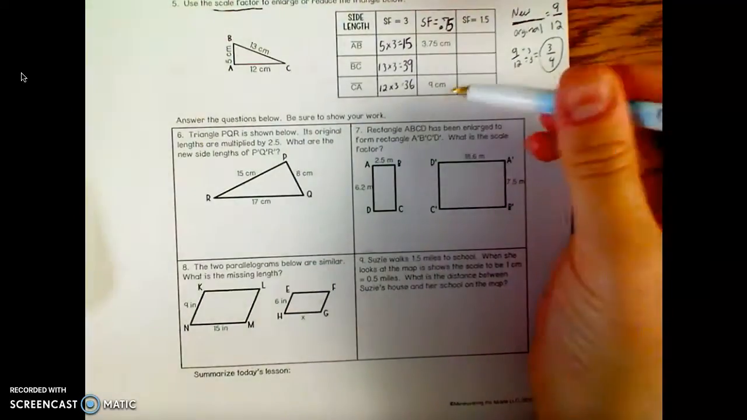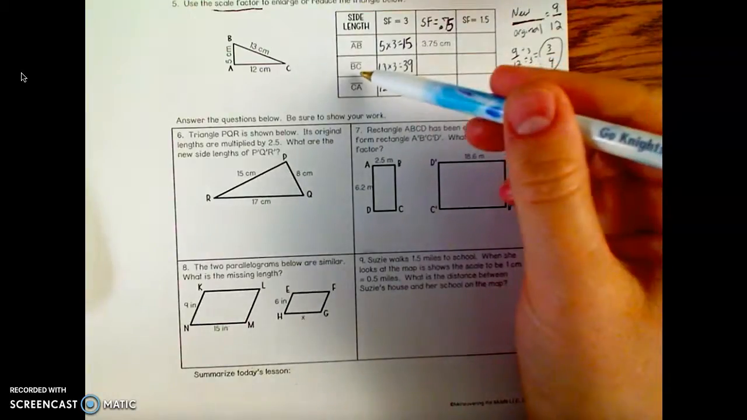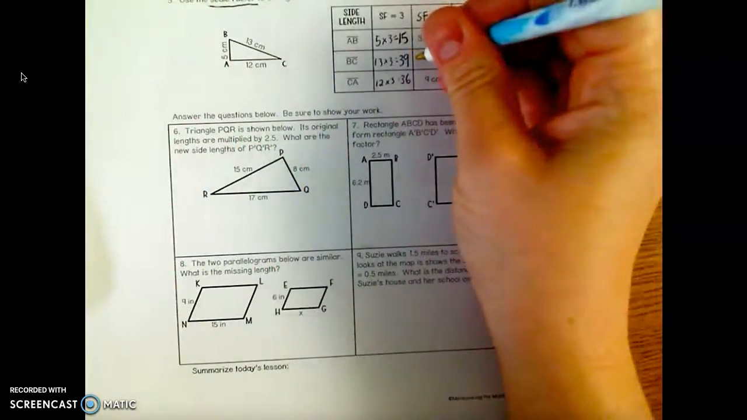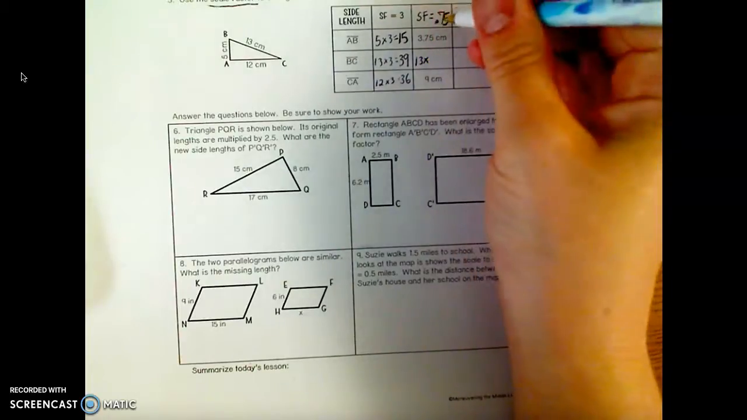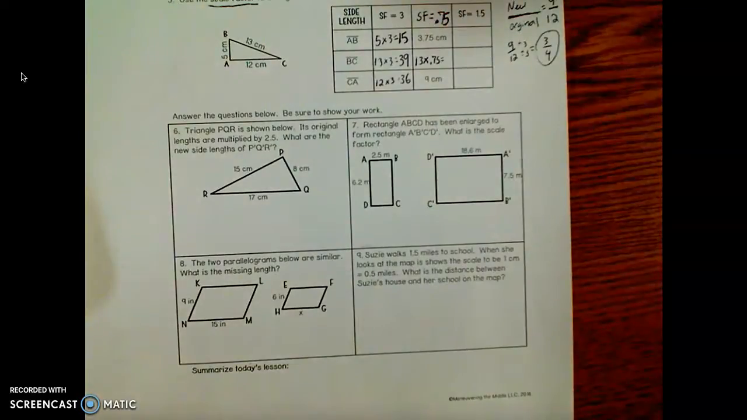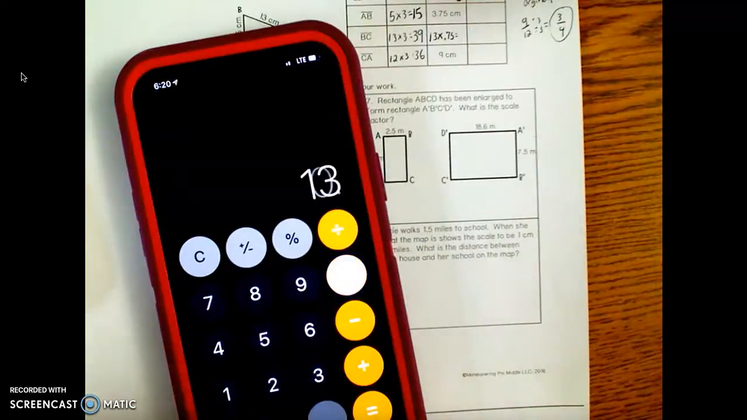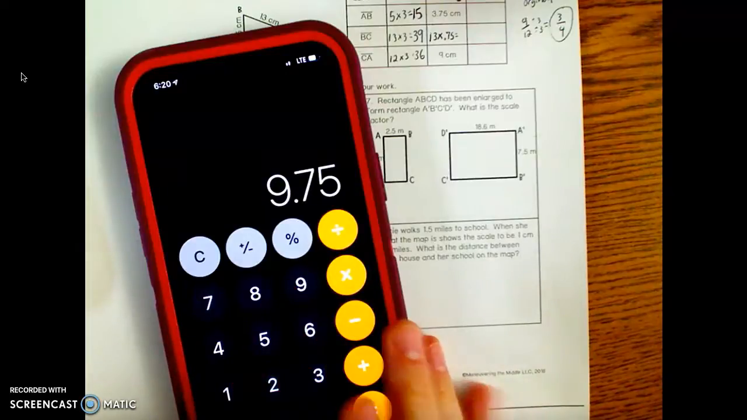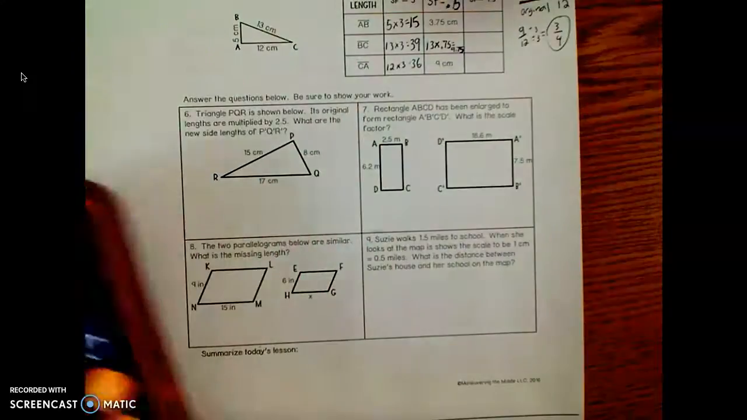Now, we need to figure out this middle piece right here. So we're going to take the original side of BC, which was 13, and remember, to find the new side, we multiply it by the scale factor. So I'm multiplying by 0.75. Again, with that decimal, I'm going to use my calculator to help me out to do this quickly. Our new side is going to be 9.75. There, and that makes sense because that's about 3/4 of 13.